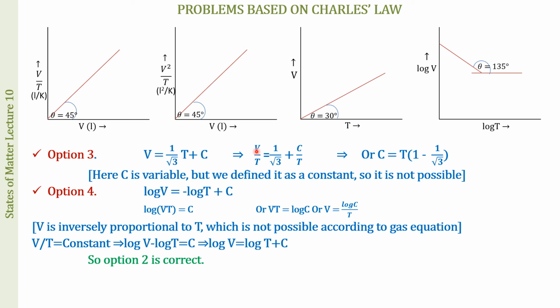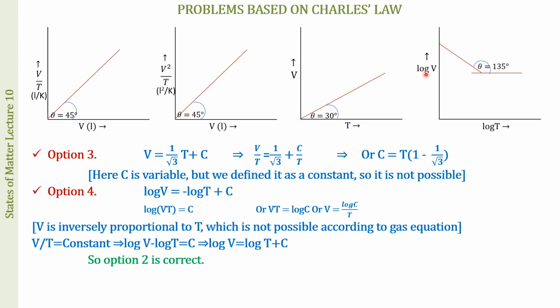So v by t is going to be again equal to 1. So what you will be getting is c equal to t into 1 minus root 3. So again, the constant C is going to vary according to this equation with temperature. So again, this is going to be not possible. So this graph is also incorrect.